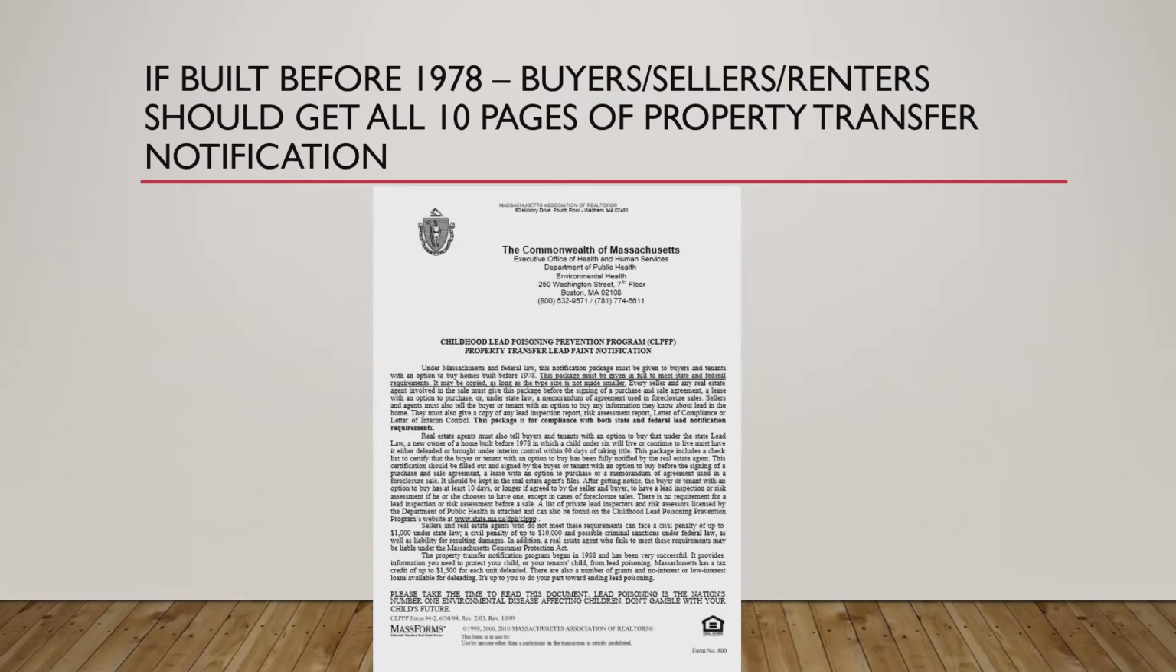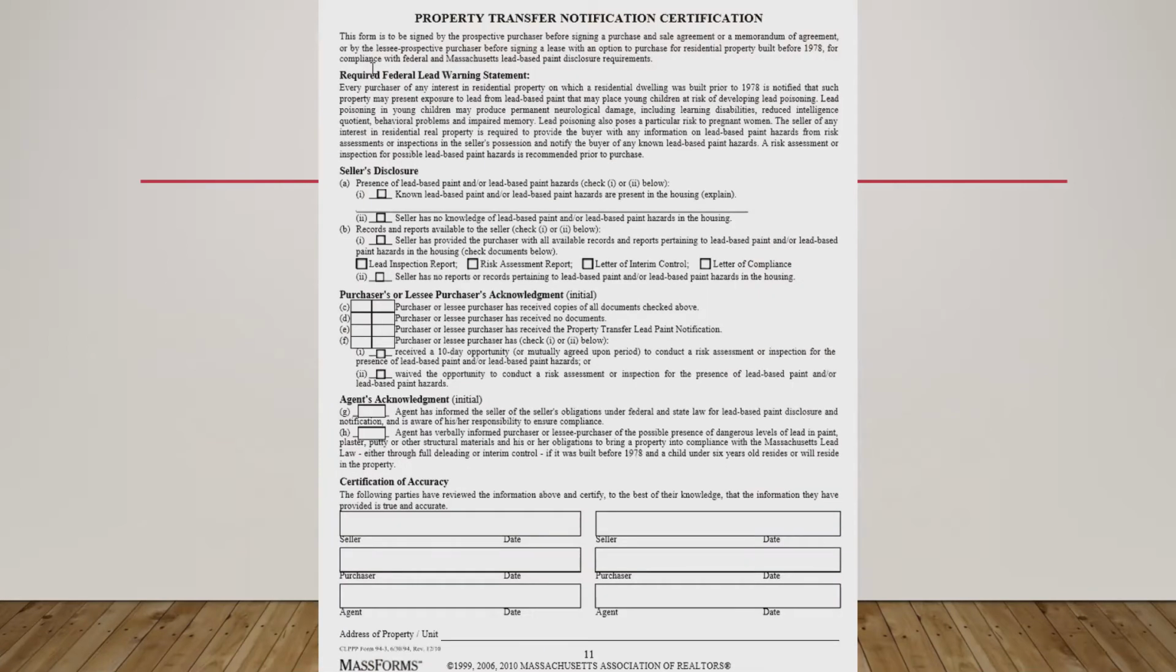Again, if you are working with a buyer, you should never have the buyer sign the actual certification until you have it filled out by the seller. But I think it's a great idea to always give the 10-page form to your buyer well in advance of buying a property, so they understand what the law is if they end up buying a property that was built before 1978.